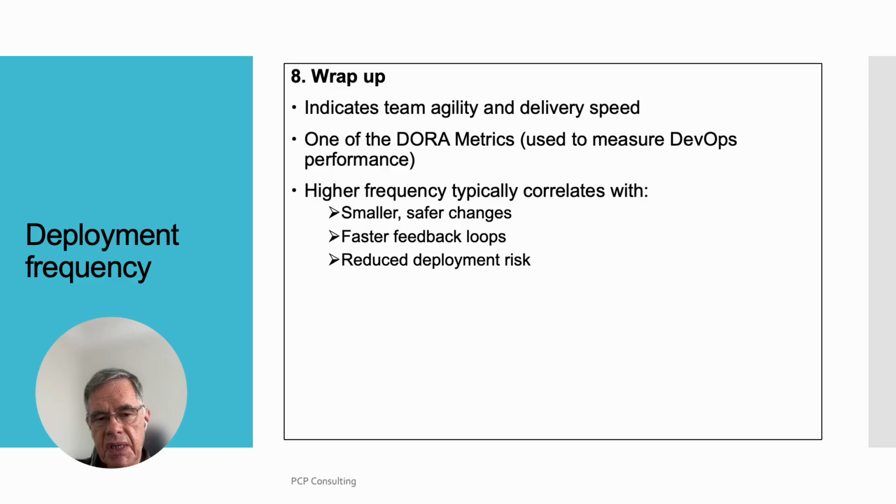Wrap up. Indicates team agility and delivery speed. One of the DORA metrics used to measure DevOps performance. Higher frequency typically correlates with smaller, safer changes, faster feedback loops, and reduced deployment risk.